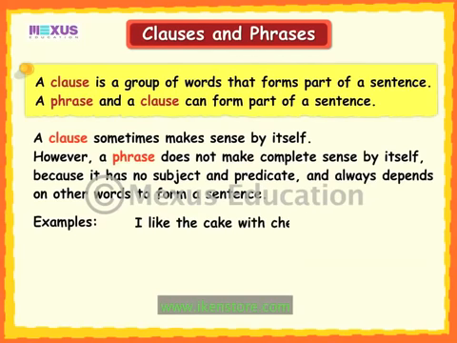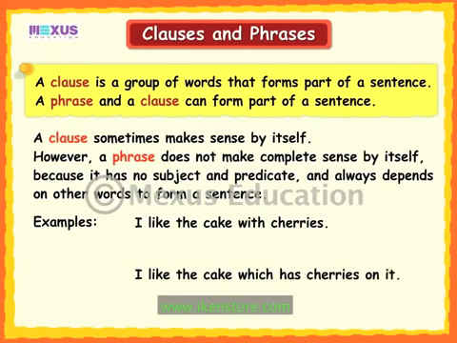I like the cake with cherries. I like the cake which has cherries on it. In the first sentence, with cherries is a phrase since it does not have a subject and predicate and does not make complete sense by itself. In the second sentence, which has cherries on it, is a clause since it has both a subject and a predicate and forms part of a bigger sentence. Hence, a clause is a group of words that is different from a phrase.